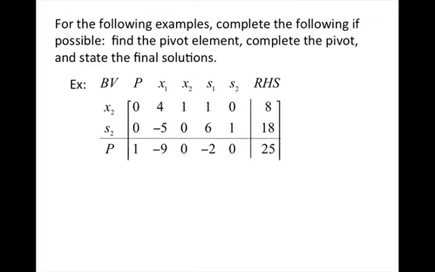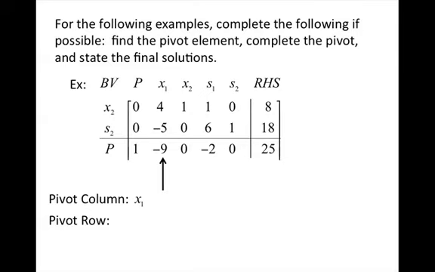Well, let's look at the next example. I have negative values in the last row, so I know this is not my final table. I need to pivot in order to get my final table. So begin by looking at those negative numbers. I have a -9 and a -2. My pivot column is the column with the smallest negative value, which is -9. So my pivot column is going to be my x sub 1 column.